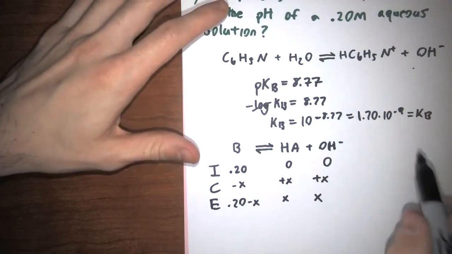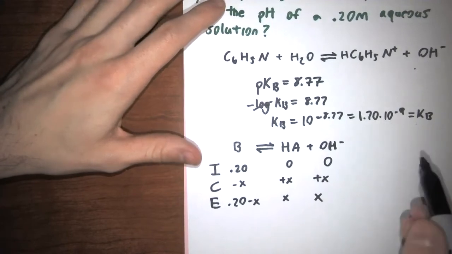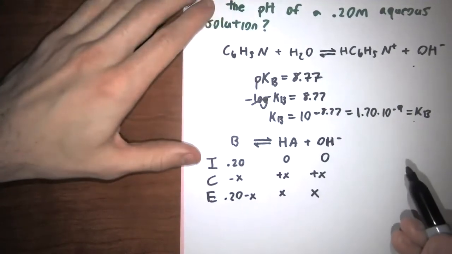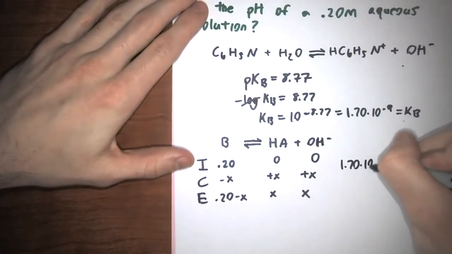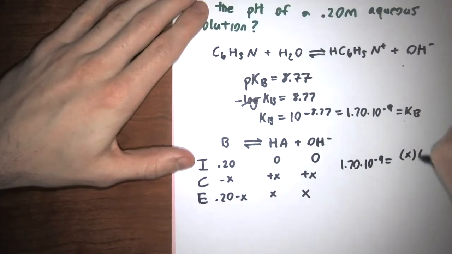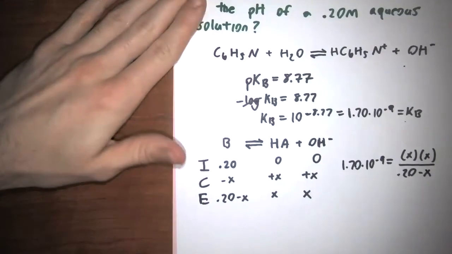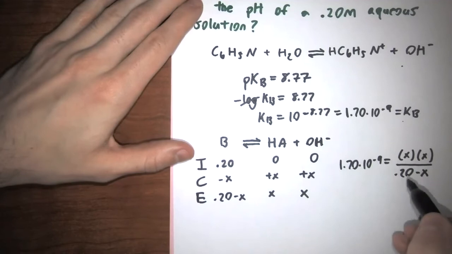It's the same exact process. But what's different this time is we have a Kb now. Last time we solved for the K, this time we have a K. And we know K is what over what? Products over reactants. So my K, 1.70 times 10 raised to the negative 9th is equal to my products, X, over 0.2 minus X. Now here's where you're going to use the solver function to solve for X.